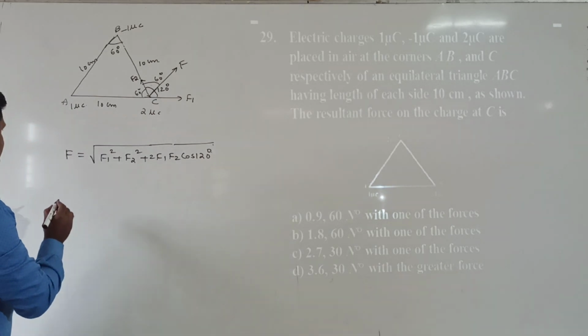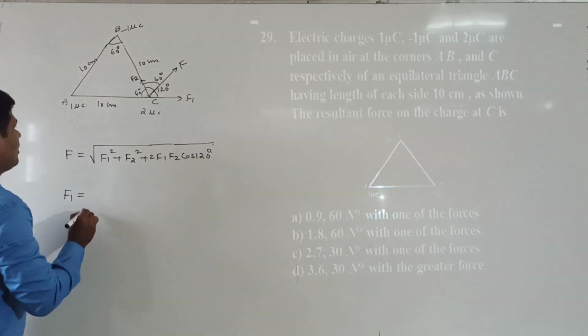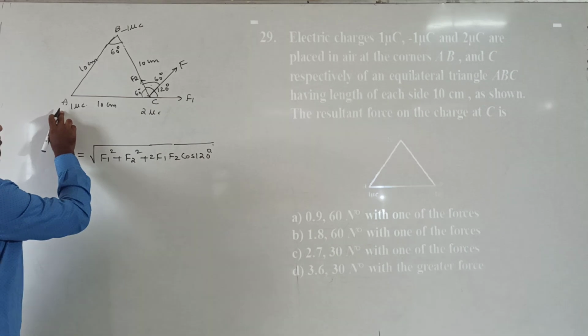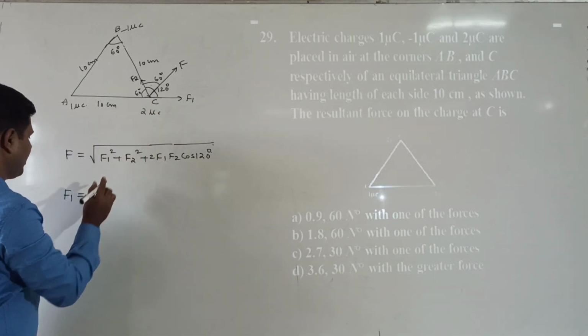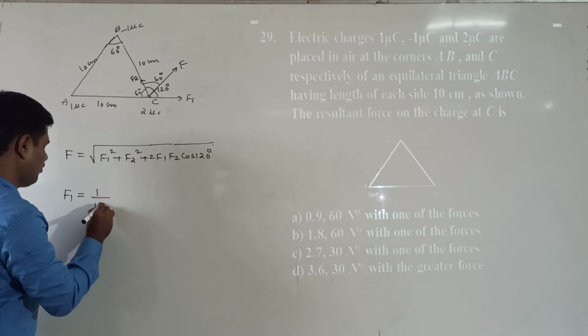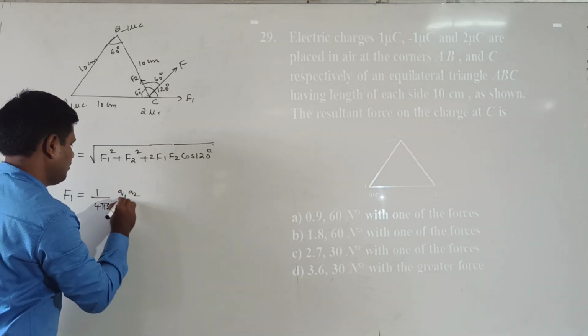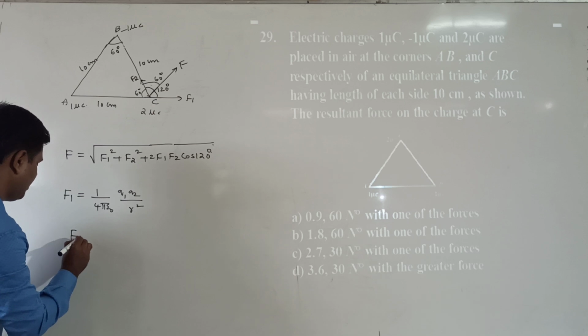First I am writing the force F1. F1 is the force between charges, which I have taken as A and C. Now 1 microcoulomb and 2 microcoulomb: F = 1 by 4 pi epsilon naught, q1 q2 by r square. Now we find the F1 value.